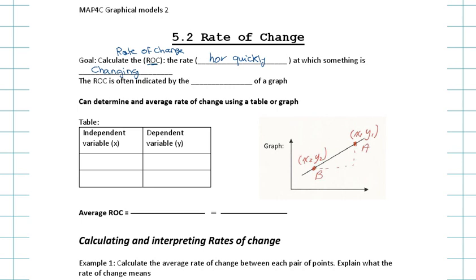So the rate of change, or the ROC, is often indicated by the slope of a graph. The slope is how steep your line is. How many of you remember the slope from grade 9, 10? Rise over run, y2 minus y1. Yes, at the beginning of the semester. That's right.